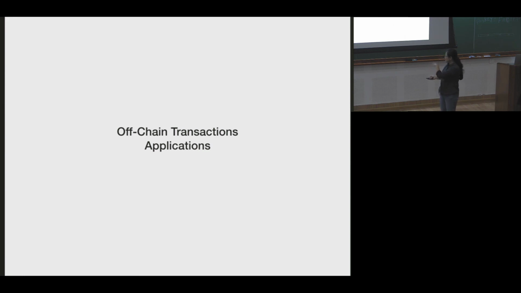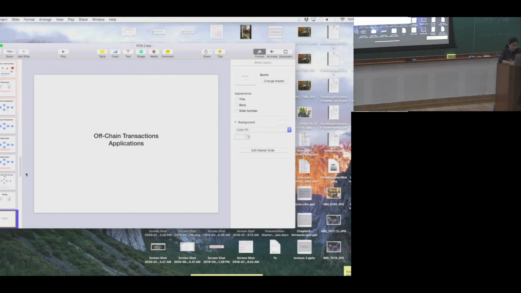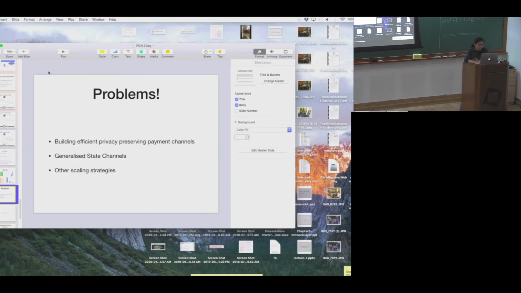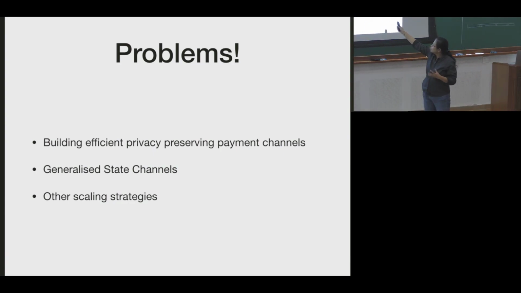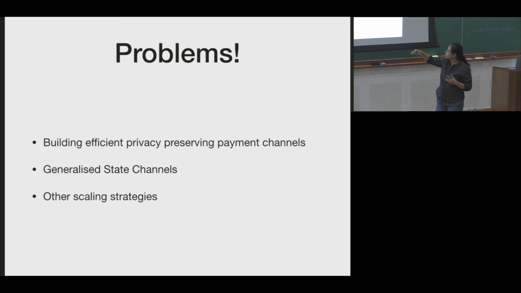So in the end, I'm going to skip through the slides here, but just like yesterday, I will put in a few problems that are interesting to me and the community: efficient privacy preserving payment channels, bridging both the gaps. This is the one, the generalized state channels, which is actually being talked of a lot, and a lot of work is being done in this direction.